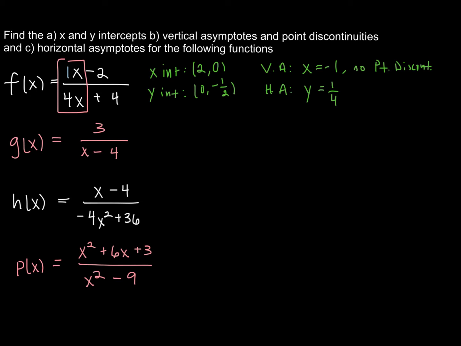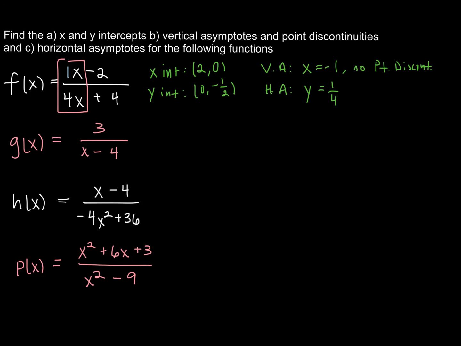All right, so let's take a look at f of x here. Pretty straightforward. X-intercept is the point (2, 0), because when x is 2, that makes my numerator 0. The y-intercept, meaning when x is 0, gives me a y value of -1/2. The vertical asymptote is the line x equals -1, because that will make the denominator equal to 0. And this is not a point discontinuity, because the numerator won't be 0 as well when x is equal to -1. So I just have a vertical asymptote.